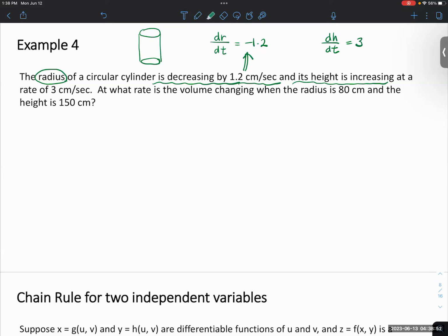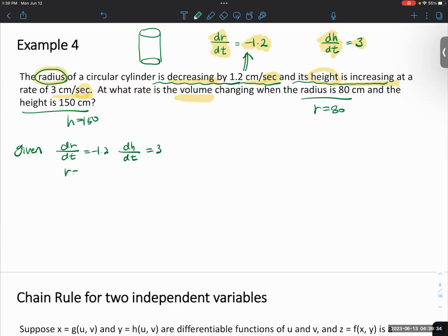Are you following? So you can think about it. The radius is decreasing over time. Height is increasing over time. So dr over dt is negative 1.2. It's decreasing. Height is increasing over time, 3 centimeters per second. They want you to find out the volume, especially when radius is 80 and height is equal to 150. So the given: dr over dt is negative 1.2. dh over dt is 3. R equals 80. H equals 150.